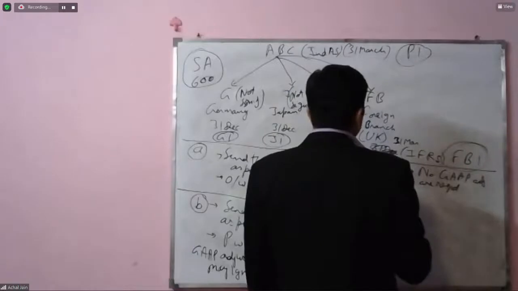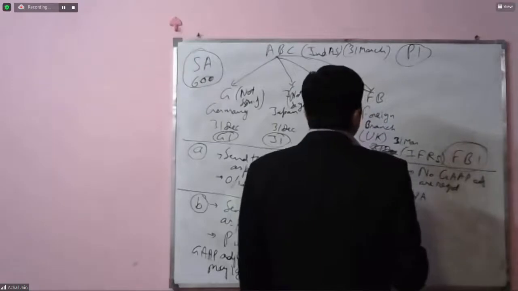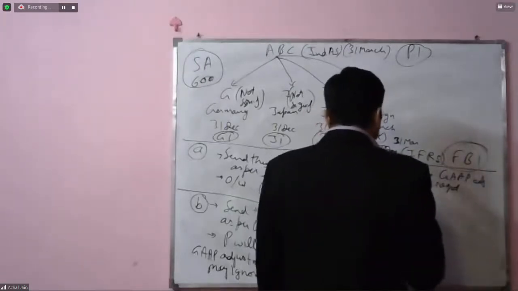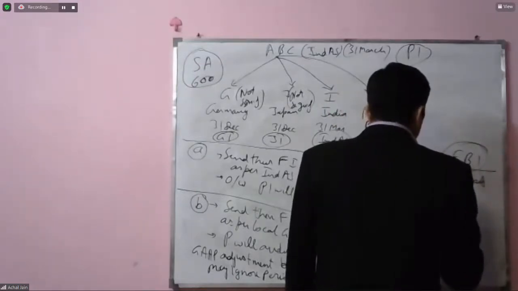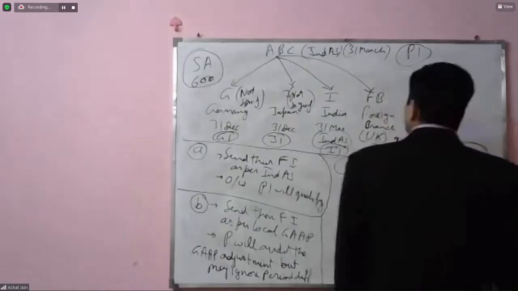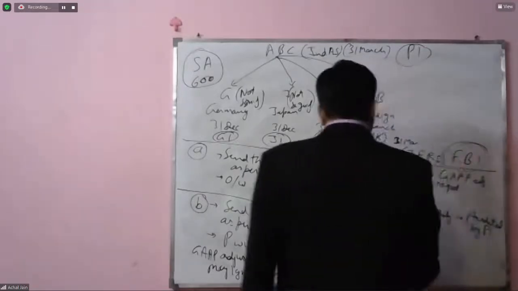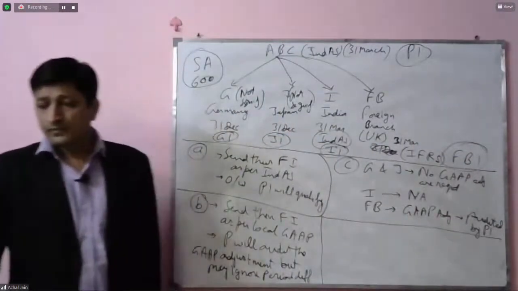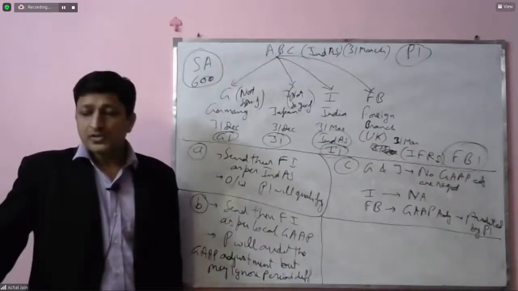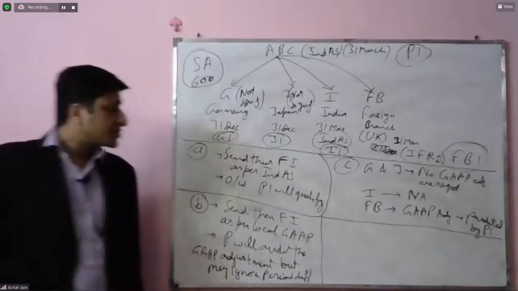And for I, GAAP adjustments are not applicable. For FB, GAAP adjustments would be audited by P1. Option number C. Yeah, option number C. Manish, I'll have to come back to your query slightly later, please. Maybe towards the end of the session.